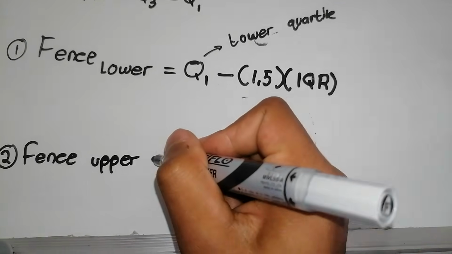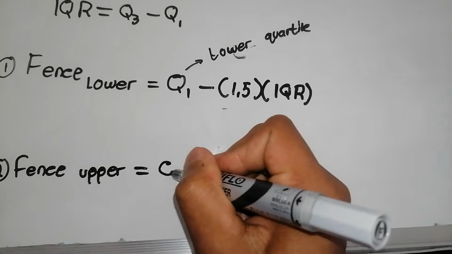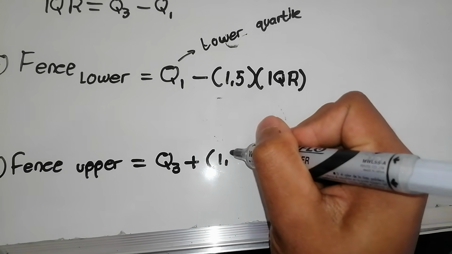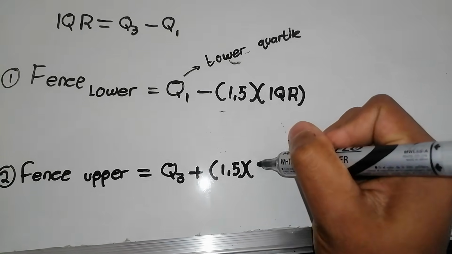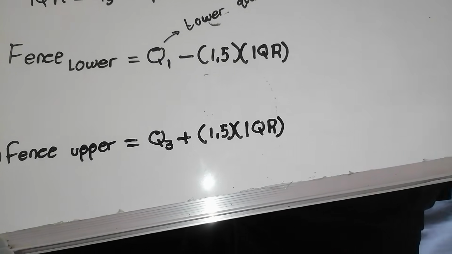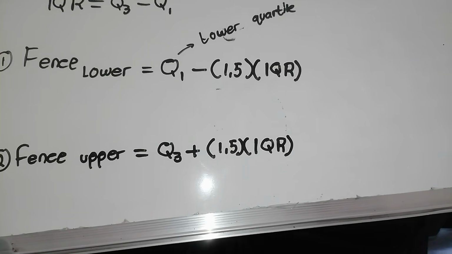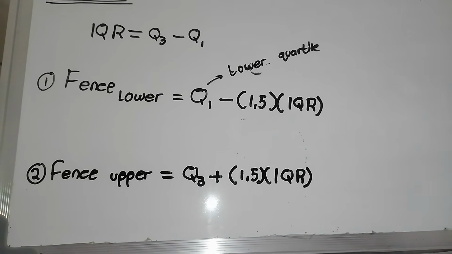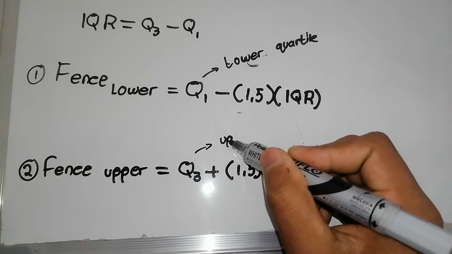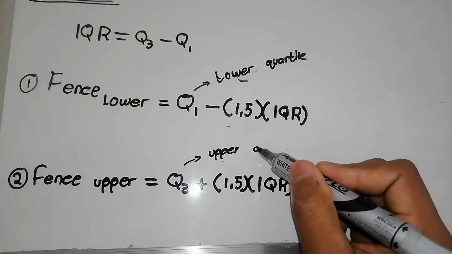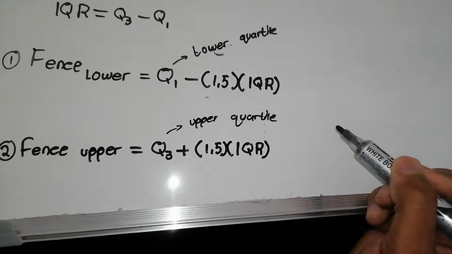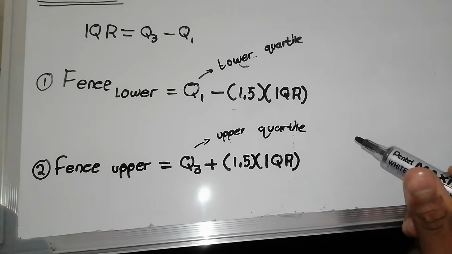And then for the upper fence, same thing. You're gonna say Q3, now you say plus 1,5 multiplied by your IQR, close bracket. So this is how you determine your upper fences and lower fences. And this is the upper quartile, just like that.